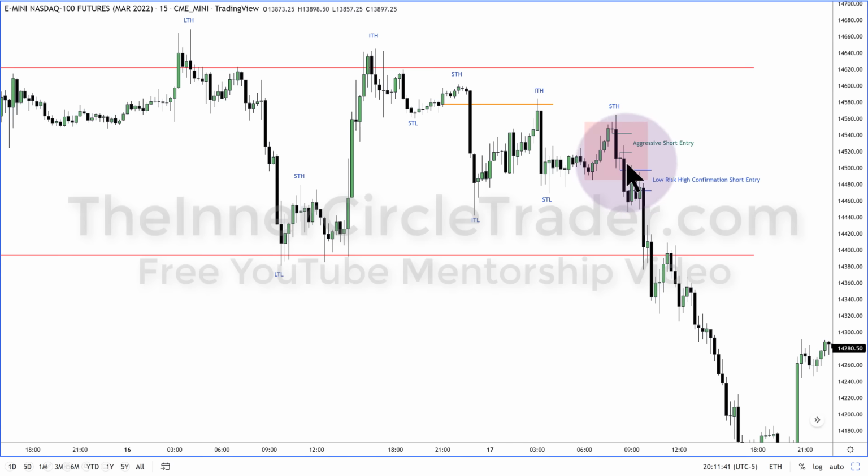The classic low-risk, high confirmation short entry is the classic return back to an order block after it trades down below it. Here's your little gap. Trade into it. There's your short. Where's your stop? Above this candle's high. There you go.